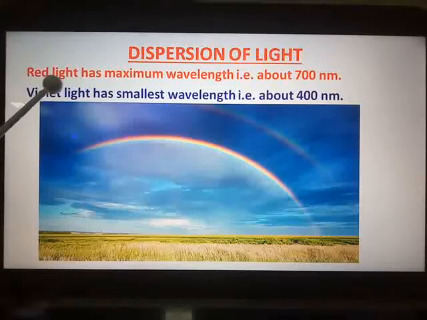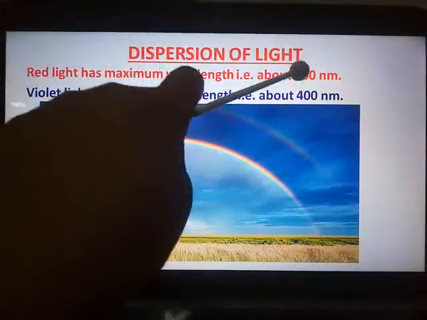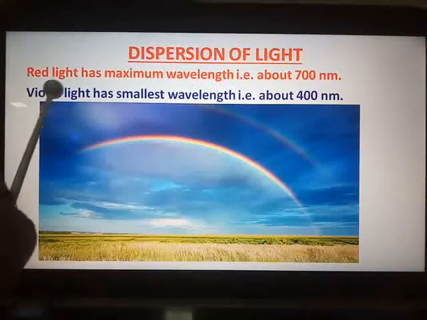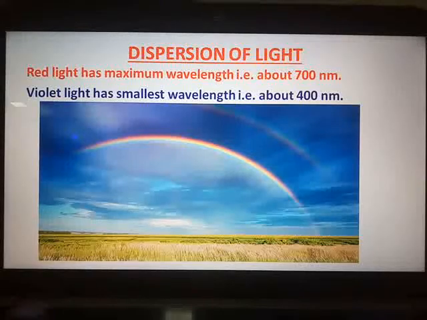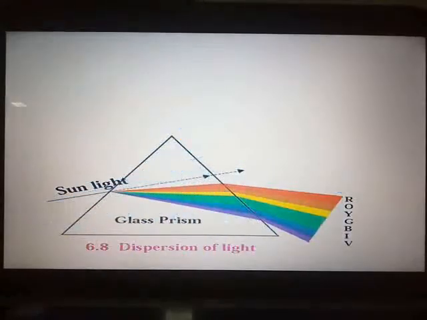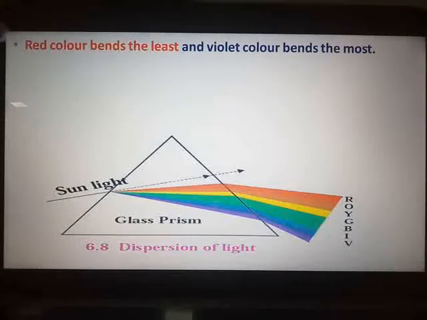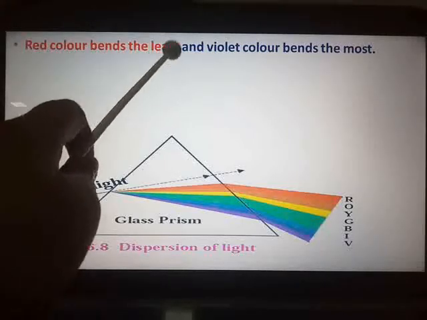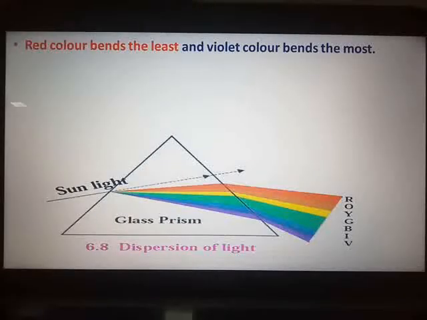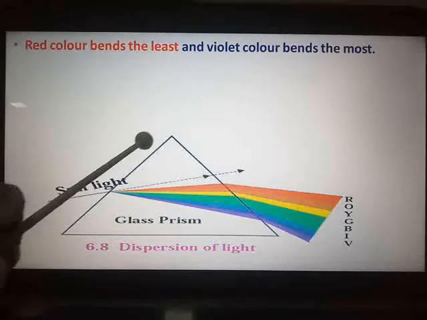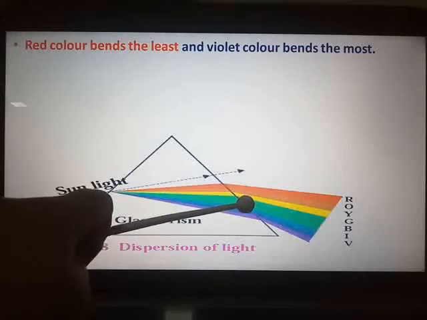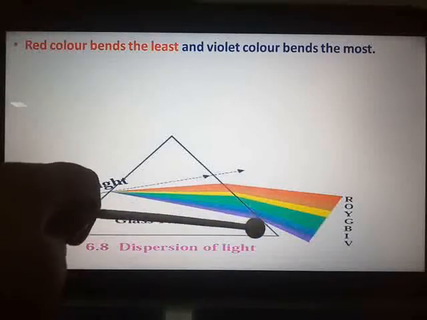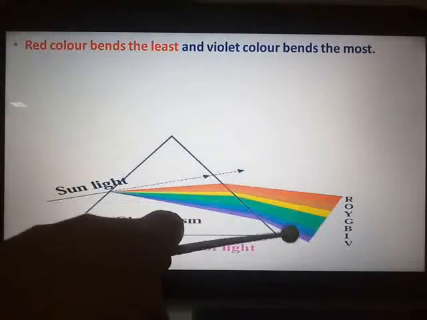The red light has the maximum wavelength, that is 700 nanometers, whereas the violet light has the smallest wavelength, that is about 400 nanometers. And in the experiment of Sir Isaac Newton, it was found that red color bends the least and violet color bends the most. Thus, as you can see in this figure, the 7 colors emerge along different paths, and hence we get a spectrum of 7 colors.